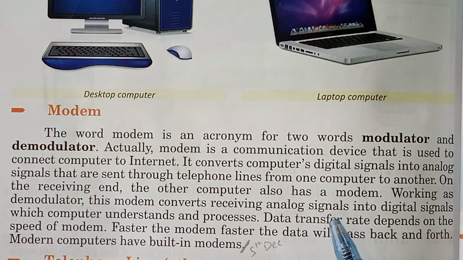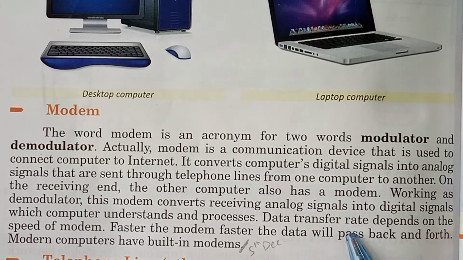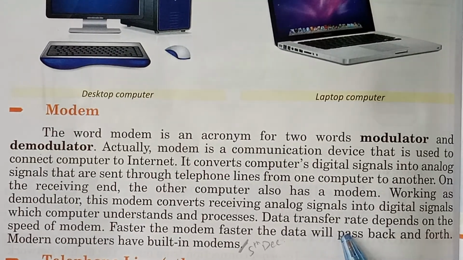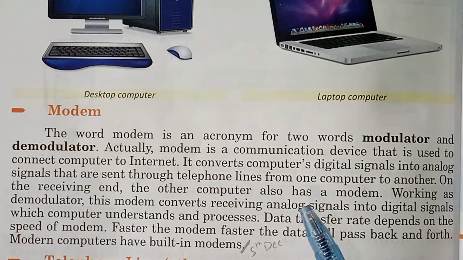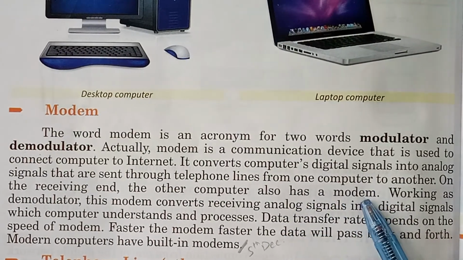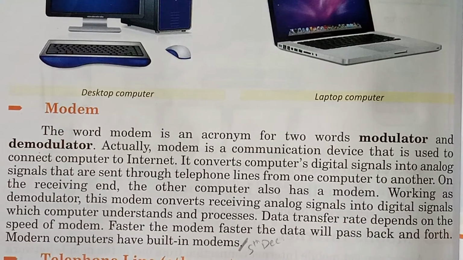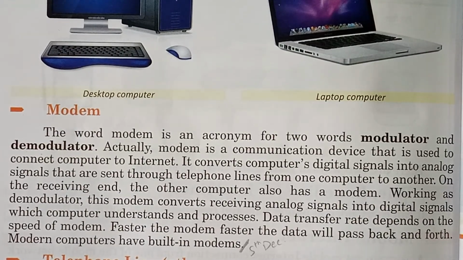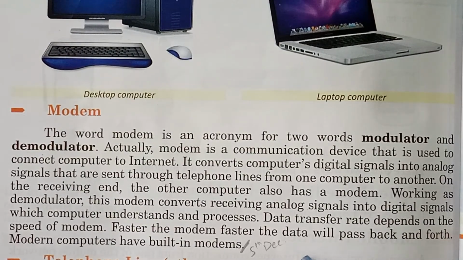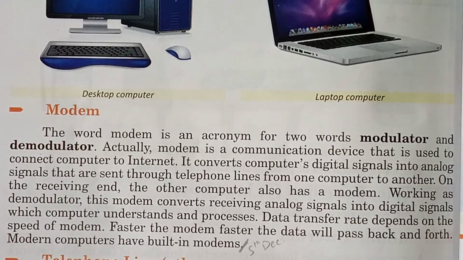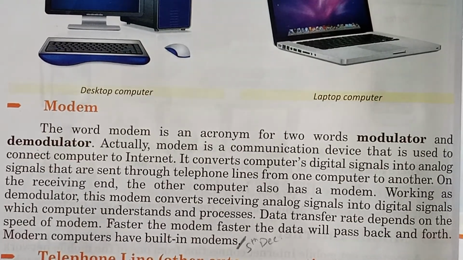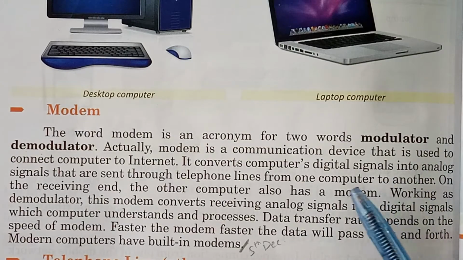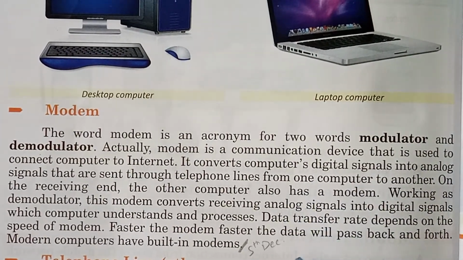These modems operated over standard analog phone lines and used the same frequencies as telephone calls, which limited their maximum data transfer rate to 56 kbps. Dial-up modems also require full use of the local telephone line, meaning voice calls would interrupt the internet connection. And students, the data transfer rate depends on the speed of the modem.